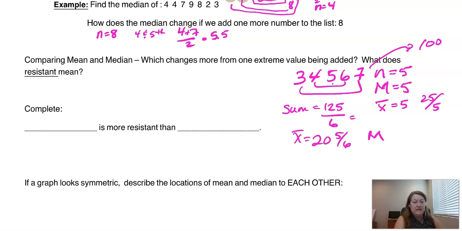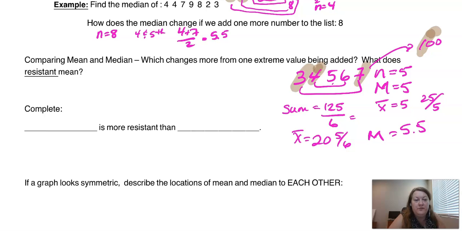What's going to go on with the median for that? Well, since we have 100, let me mark them off. 3 would go with 100. 4 would go with 7. And now I have a median that is 5.5.